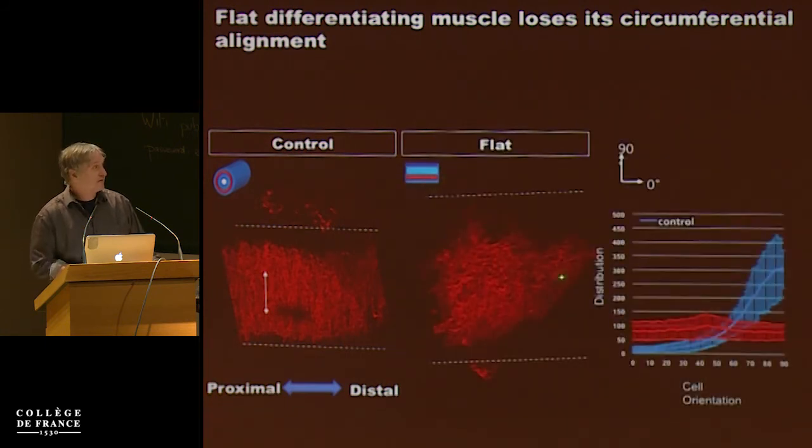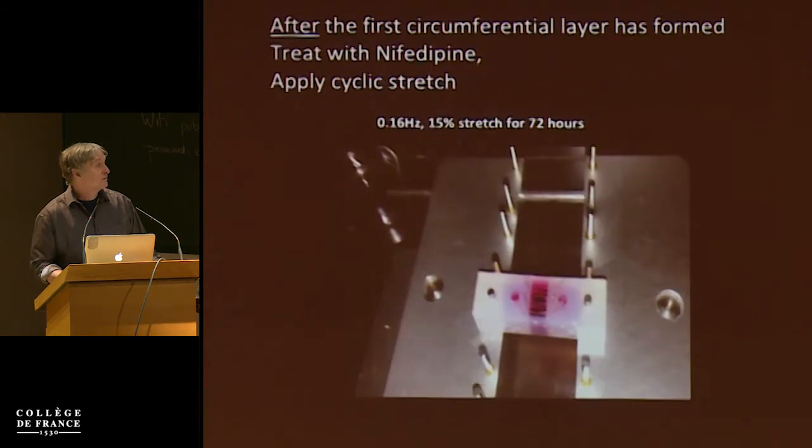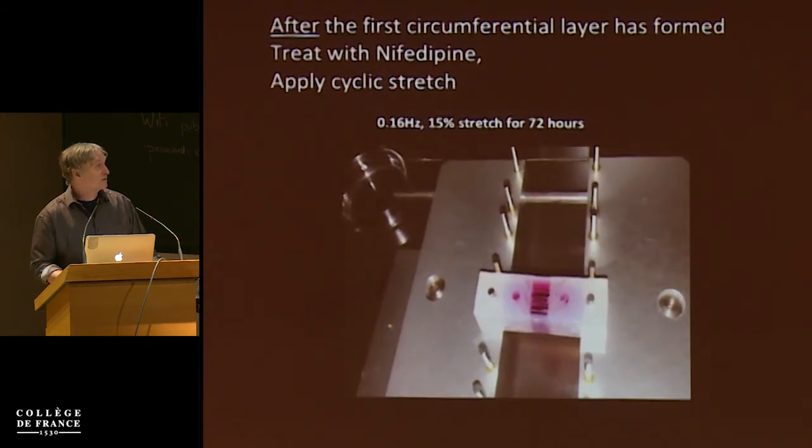And you can again quantify that. And instead of having well-oriented fibers at 90 degrees, which means circumferentially, you have basically no orientation to the fibers. Now, if that's the case, if it's really just stretch that's doing it, you should be able to put this on one of those machines that stretches things, like here, and stretch it.